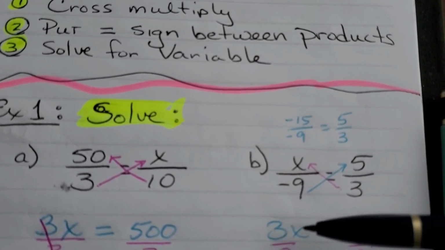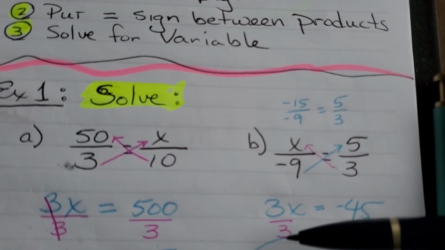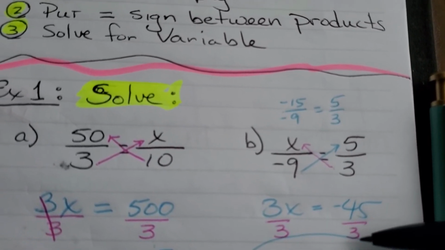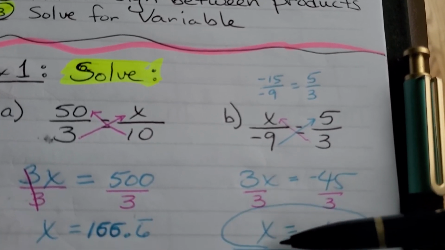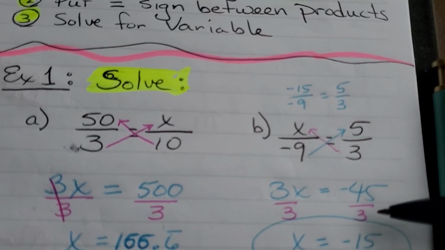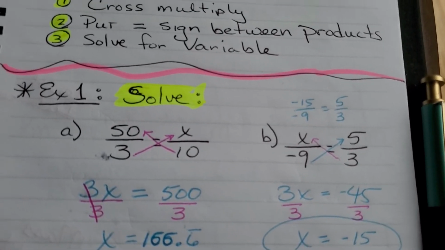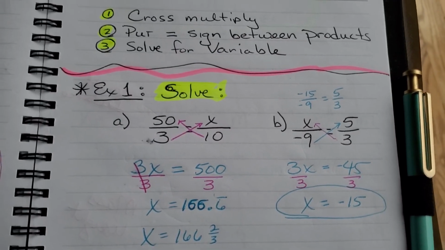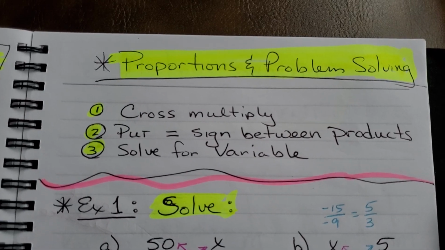And then we're solving for x. So the next step, of course, to undo the multiplication, as you already saw, is to divide. What I do to one side, I do to the other. 3 divided by 3 is 1. Keep your x. And negative 45 divided by 3 is negative 15. Okay, so this is, again, how we would use proportions in problem solving.